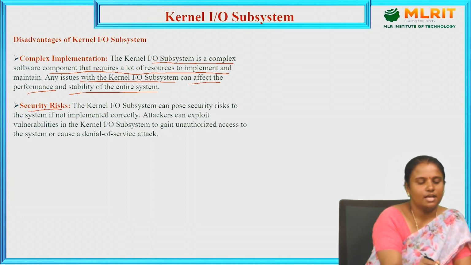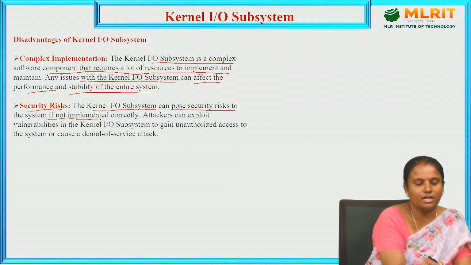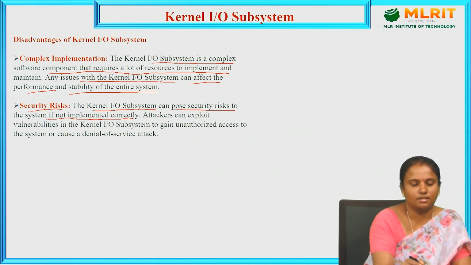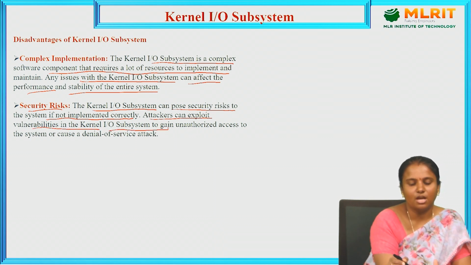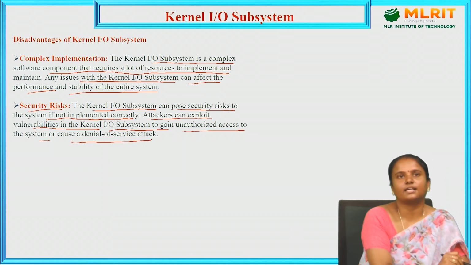Next, security risk. The kernel input-output subsystem can pose a security risk to the system if not implemented correctly. Attackers can exploit vulnerabilities in the kernel input-output subsystem to gain unauthorized access to the system or cause a denial of service attack. So, by exploiting these vulnerabilities, they gain unauthorized access, and the system suffers denial of service attacks. So, this is a security risk.